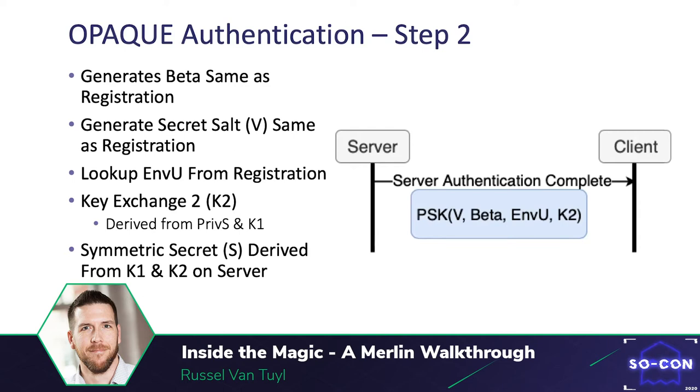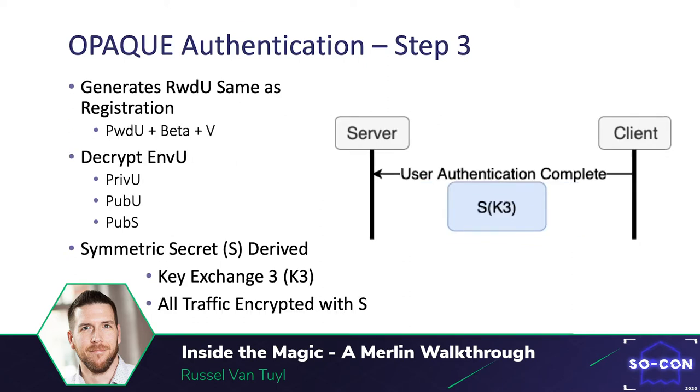Additionally, the server will look up the encrypted envelope that it got from the agent during registration. The server will go ahead and calculate the second key exchange message, which is key 2. That is derived from the server's private key and key exchange message 1. At this point, the server is able to derive a symmetric secret from key exchange messages 1 and 2. What happens is the server sends back to the client V, beta, the encrypted envelope, and key exchange message 2.